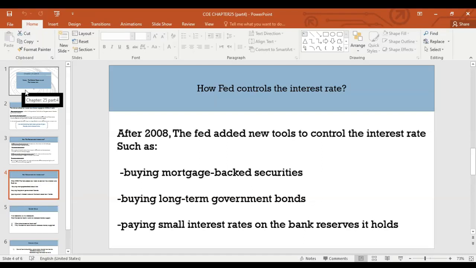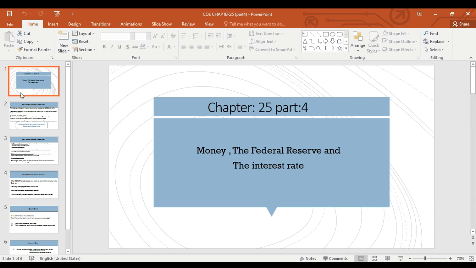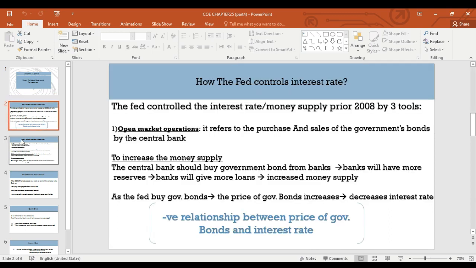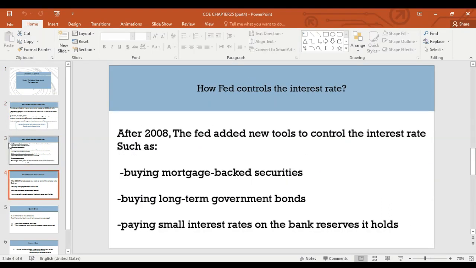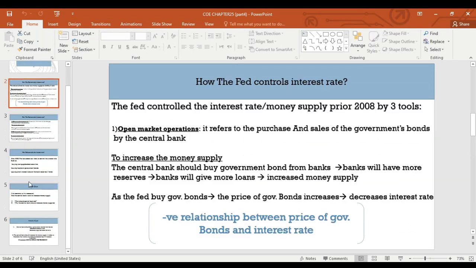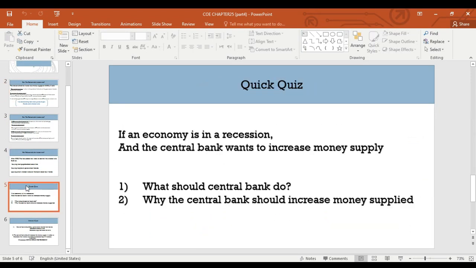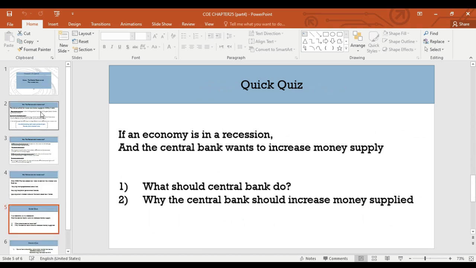Hi everyone, finally we reached the final part of chapter 25, which is part 4. In this part, we're going to talk about the interest rate and how the Fed controls the interest rate. And in the end, we have a quick quiz to finish this chapter.